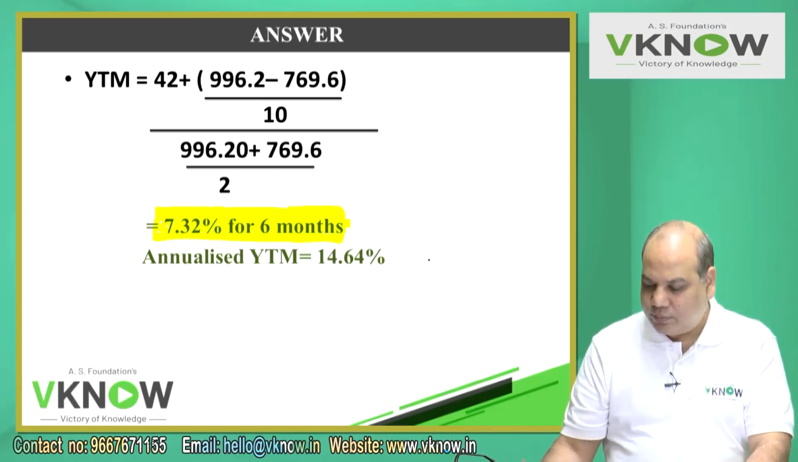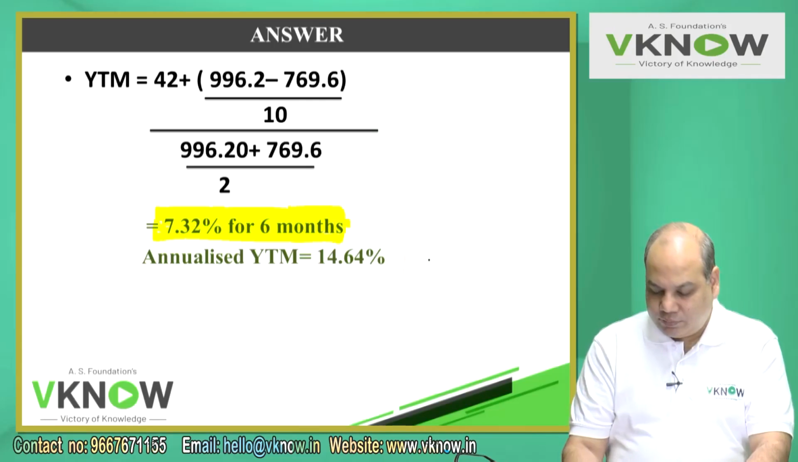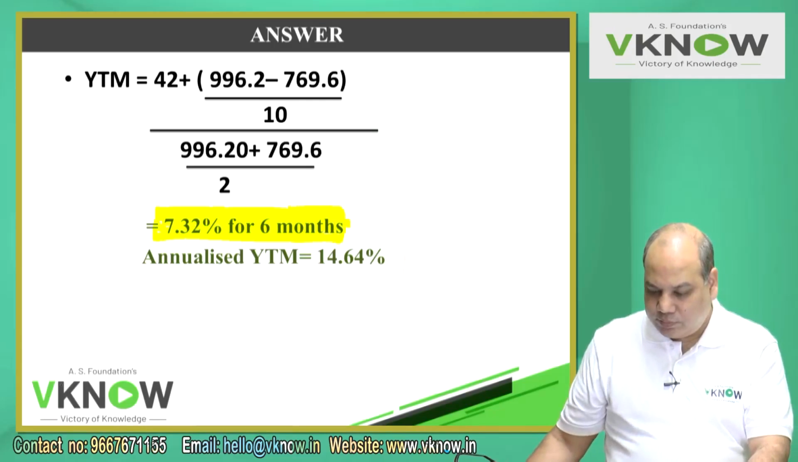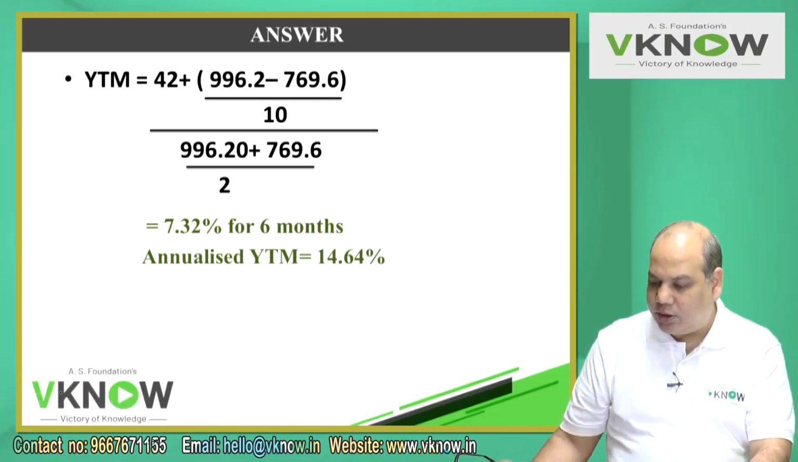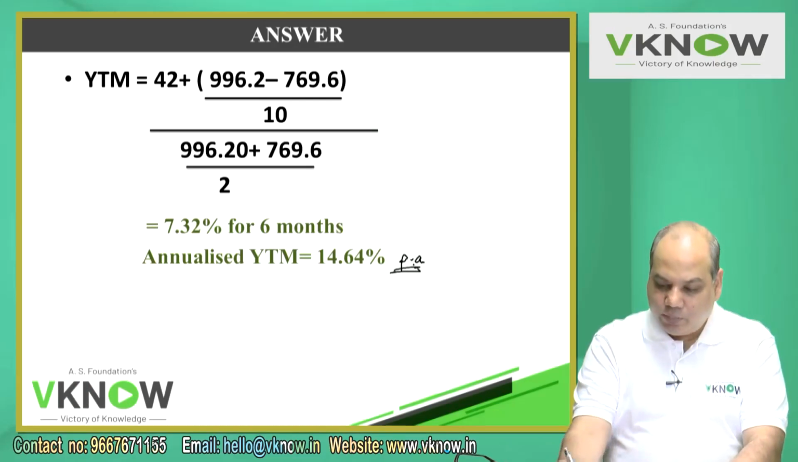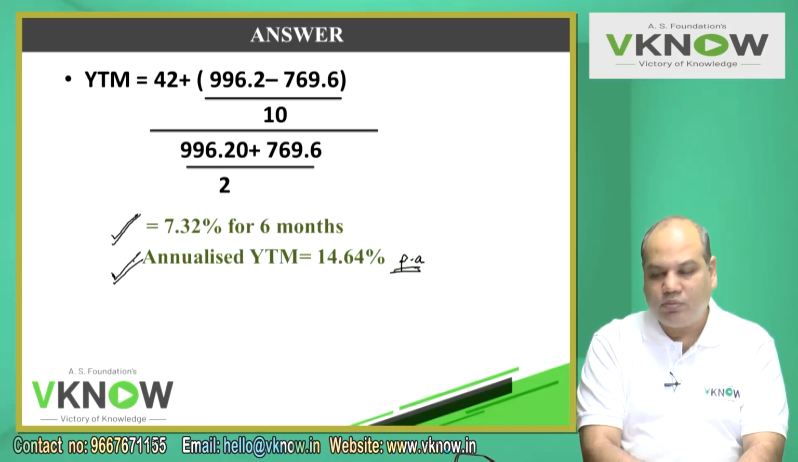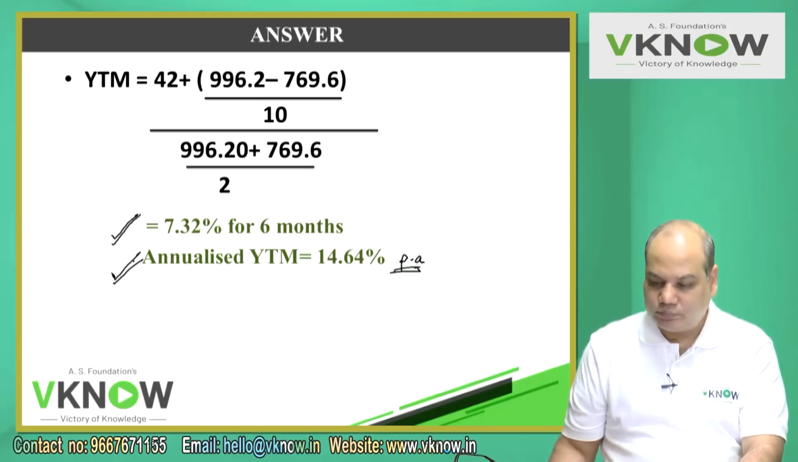If you are using half yearly interest payment, and if you are using the formula, the YTM that you will be getting will be for 6 months. So you write both the answers, YTM for 6 months and YTM for a year, the annualized YTM, double of that, 14.64% per annum.